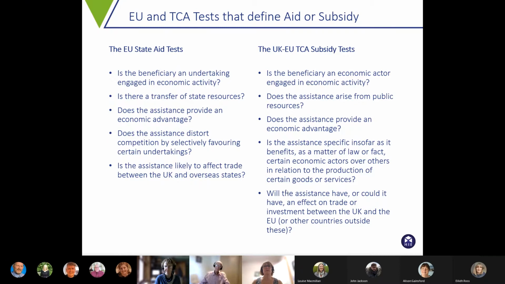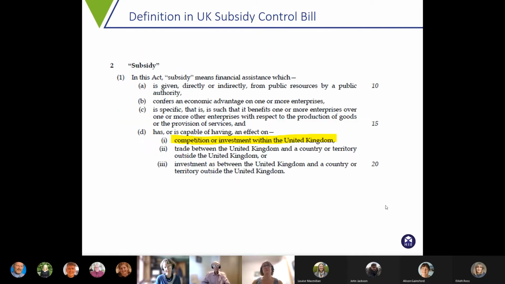But currently, all of this wording on the right-hand side is what's been agreed between the EU and the UK as part of the Trade and Cooperation Agreement. Now, what's in the bill that might be coming into law next year, but obviously bills can be subject to change and negotiation, is similar. Subsidy means public resources, directly or indirectly, so that's covering whether it's grants or forgiveness of debt or free support. Economic advantage, specific, and then look what's been added in.